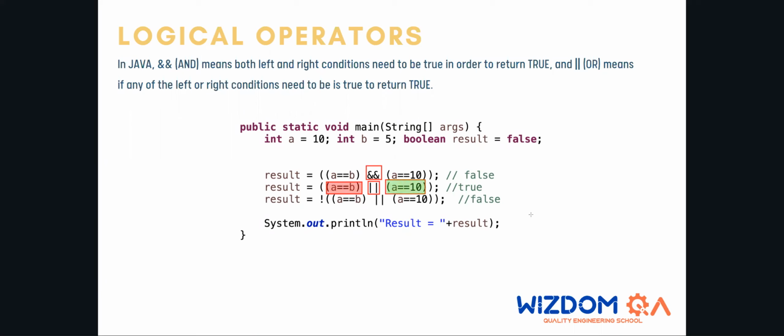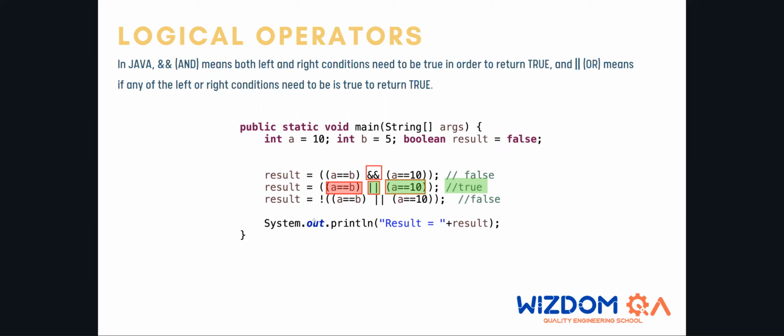So in this case, what happened? Obviously, this one is true and this one is false. So the overall result will be true because we have used the OR operator. Earlier, it was an AND operator, where you wanted to make sure that both the left-hand side and right-hand side equations were positive. But here, you're saying if any of the operations are positive, then my overall result will be positive.